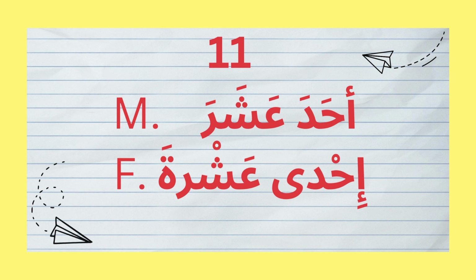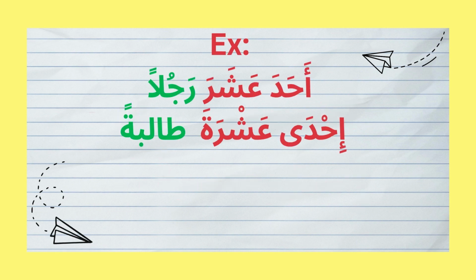Numbers 11 to 19 have a masculine and feminine form. So أحد عشر is the masculine form for 11. إحدى عشرة is the feminine form of 11. So notice that عشر, when combined with رجل, which means man, doesn't have تاء مربوطة. It's masculine. عشرة agrees with طالبة because it's feminine. So عشر, the 10 part of this number, agrees with the noun that follows.